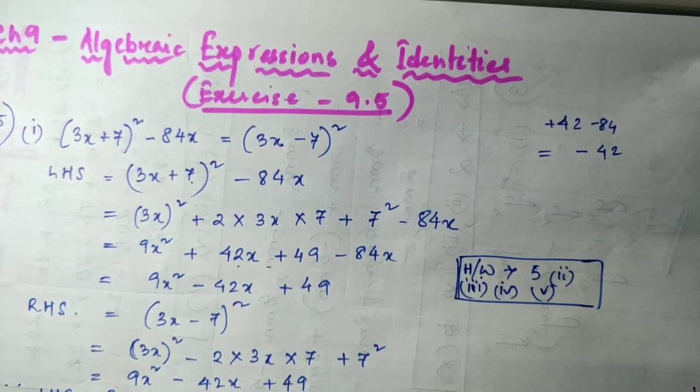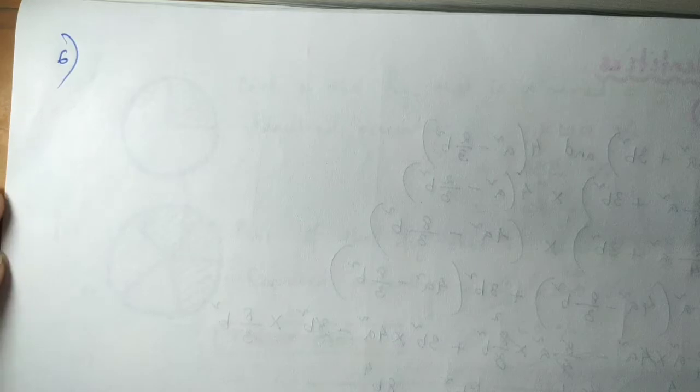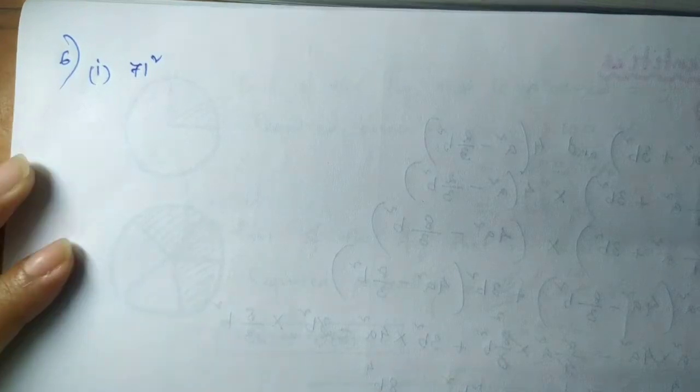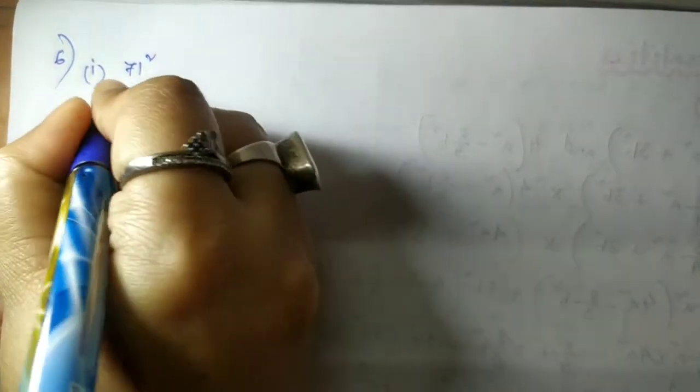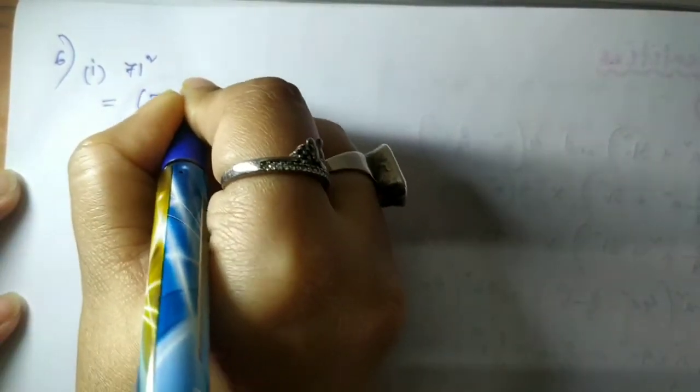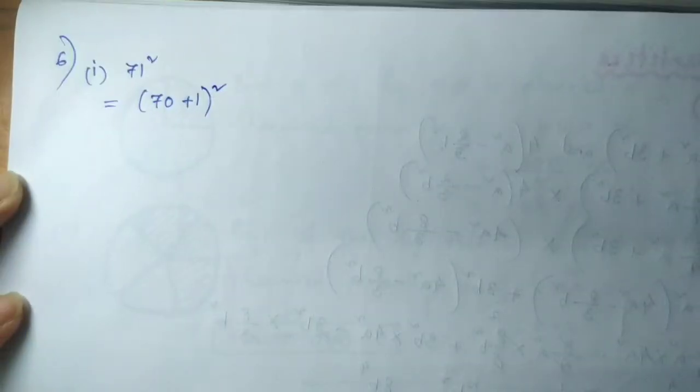Now let's move on to the next question, that is question number 6. So let's see what is given in question number 6. It's given using identities evaluate. You can see numbers are given here. The first one is given 71 square. Now 71 square, can I not write it in the form of (70 + 1)²?